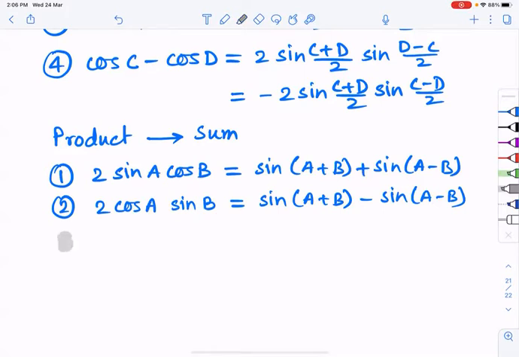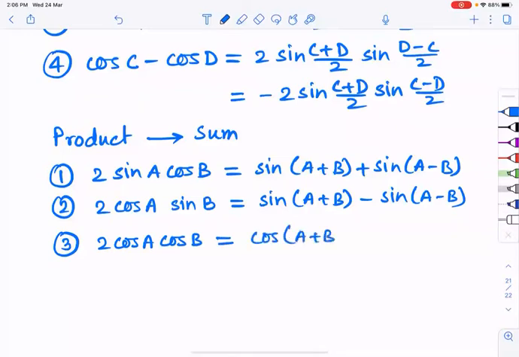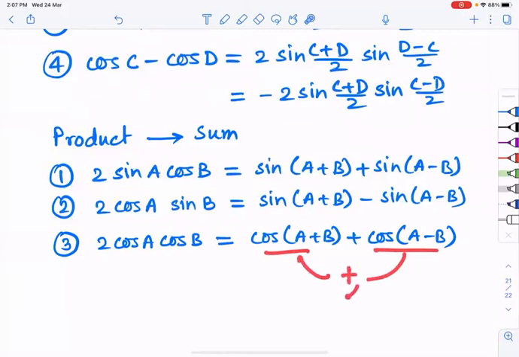Number three, 2 cos A cos B, that is cos (A plus B) plus cos (A minus B). You can just use this compound angle formula on the right hand side, as I told. You can add them and you will get this.